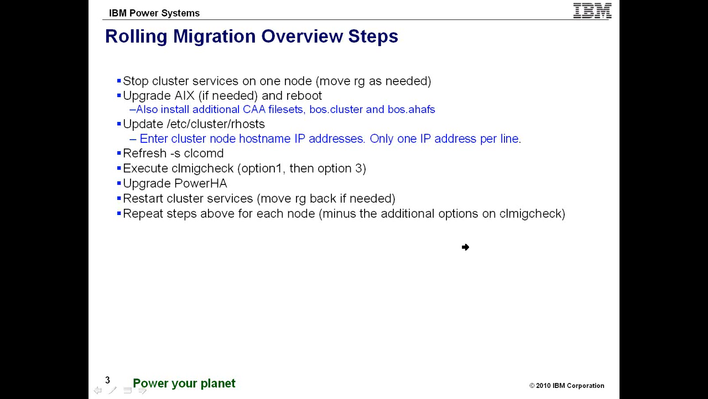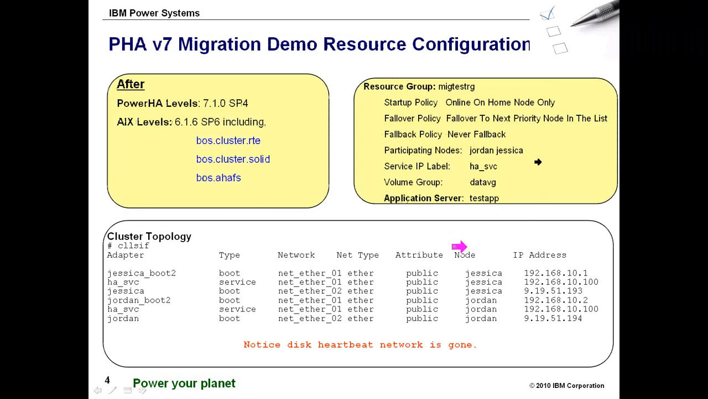So now let me give an overview of what our cluster looks like after the migration. We're going to be at 7.1.0 SP4. We're going to have AIX 6.1.6 SP6, including the CAA specific filesets. My resource group configuration is exactly the same. However, what is different here is that my disk heartbeats are gone.